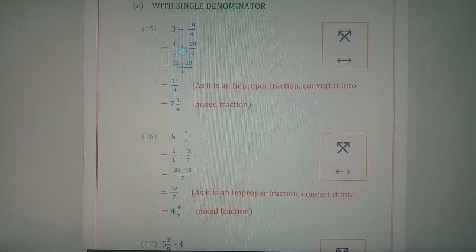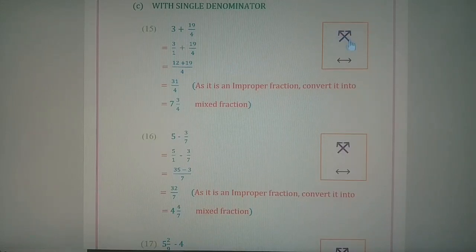That is 4 threes are 12. And then the right diagonal has to be multiplied. That is 1 into 19. 19 ones are 19. So our answer will be 4 threes are 12 and 19 ones are 19. So 12 plus 19 and the denominator will be 1 into 4. That is 1 four is 4. 12 plus 19 upon 4.